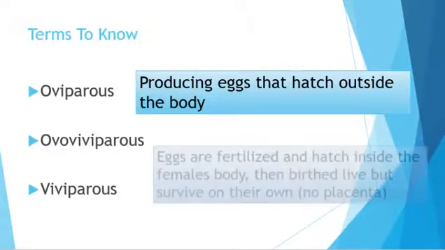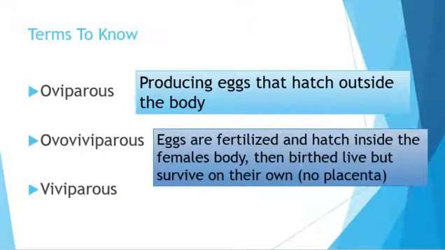Ovoviviparous is eggs that are fertilized and hatch inside the female body. And it looks like they have live birth, but it's not really live birth because they survive on their own. So just like inside the little eggs like we saw in that little alevin, they have a little yolk sac of their own inside the body of the mother.